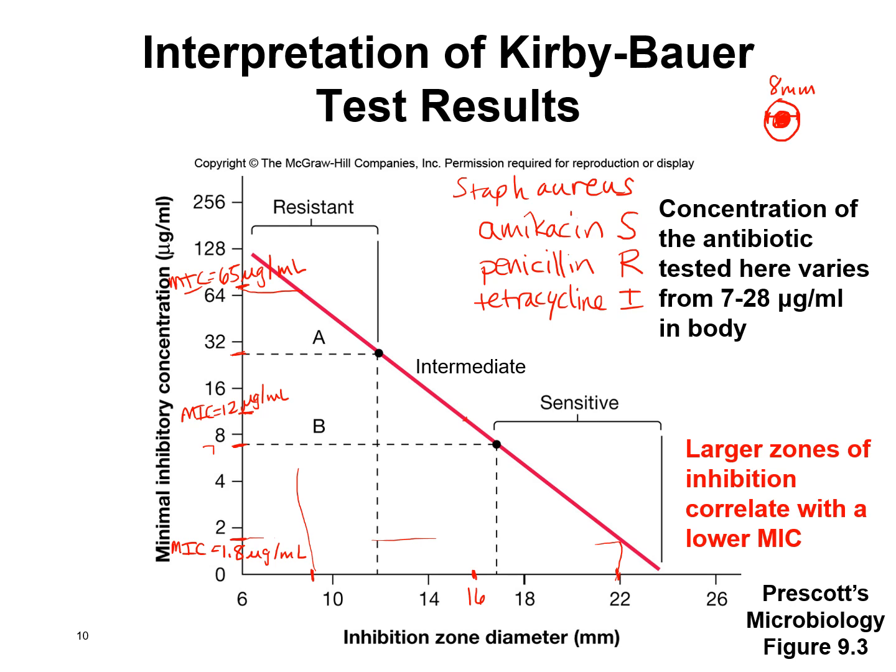So that's the Kirby-Bauer disc diffusion test, and that's how they report out the results that you get back from the lab. They'll put susceptible, resistant, or intermediate, and then clinicians can use that information to choose which antibiotic they're going to use to treat the patient's infection.